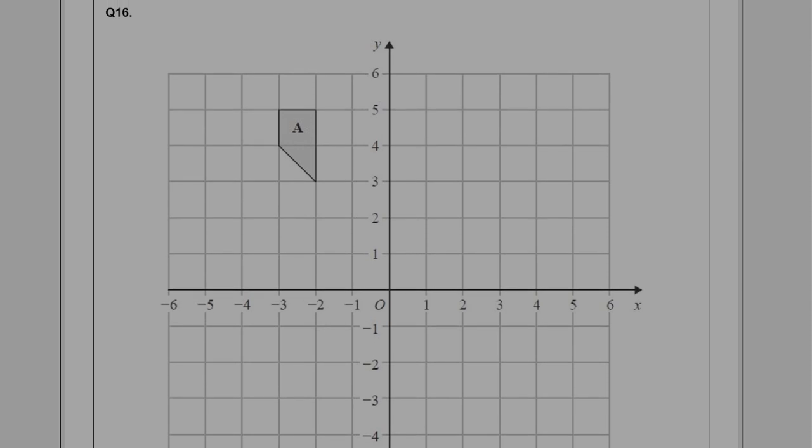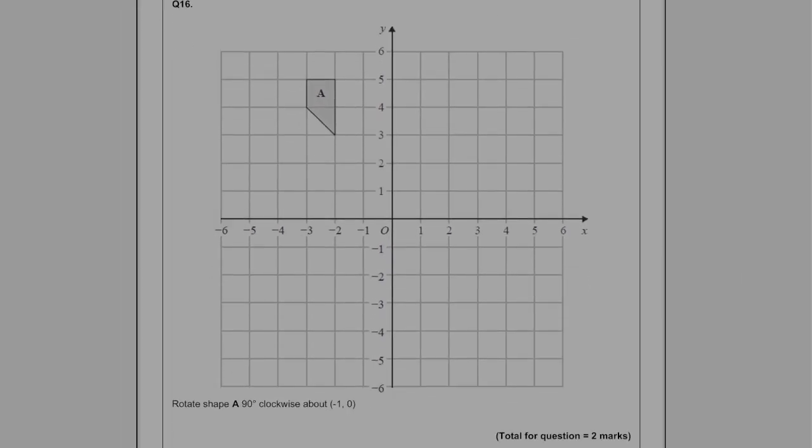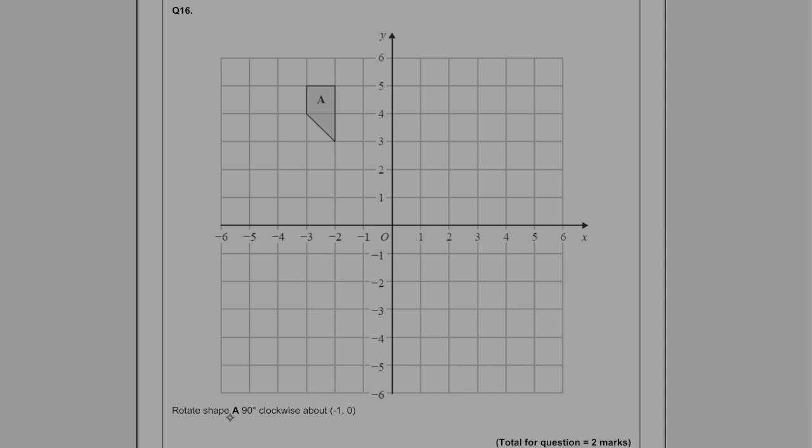Question 16. So looks like a transformation. Rotate shape A 90 degrees clockwise about the point minus 1, 0. So I'm going to start by marking my point on. So minus 1, 0 is going to be this point here. And we want to do a 90 degrees clockwise. So we're going in that direction.